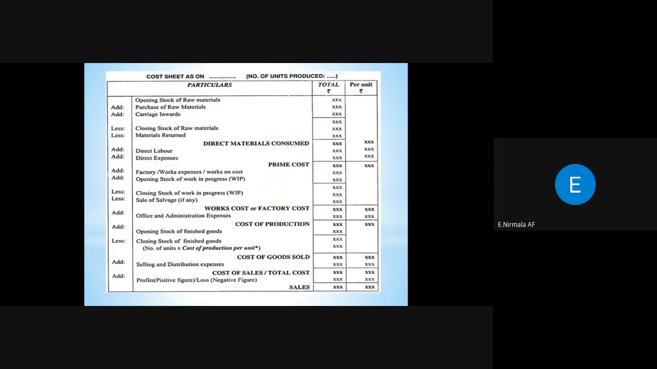And then you have to add selling and distribution expenses or selling and distribution overhead. We will get cost of sales or total cost. And in the question itself, they will mention sales. So we have to write the sales amount in the last row. Then what we have to do? We have to deduct cost of sales from that sales. So if it is positive, then it is a profit. If it is negative, then it is a loss. Now we'll do the problem.